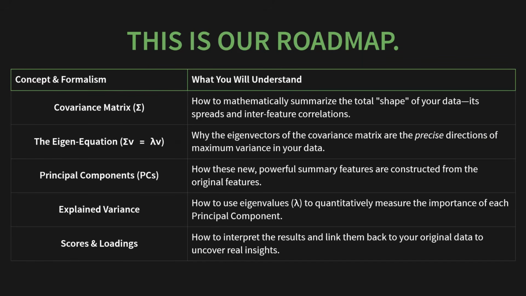This is our roadmap. By the end of this course, you will understand all of this. You'll get the covariance matrix, or sigma, and know how it mathematically summarizes the total shape of your data. You'll master the eigenequation, that's sigma v equals lambda v, and see why its eigenvectors are the precise directions of maximum variance. We'll then use those to build the principal components themselves. We'll even learn how to use eigenvalues, or lambda, to measure the importance of each component. And finally, we'll interpret everything using scores and loadings to uncover real insights.